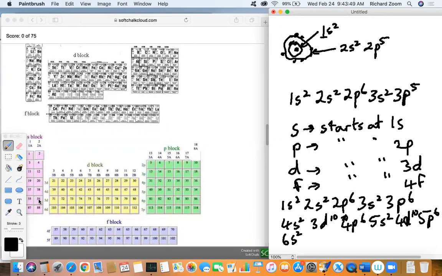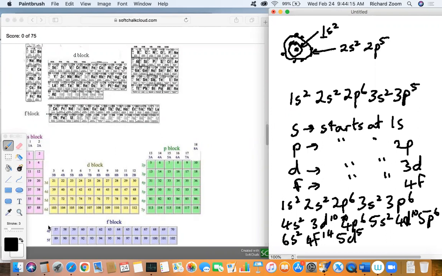And you'll see that it jumps down here into the 4f. So the 4f actually starts here at 57 and then goes across. So if we go 4f, and that's going to be 14, then it comes back to 5d, and it'll be 5d 1, 2, 3, 4, 5. And that would be the total electron configuration for Re.